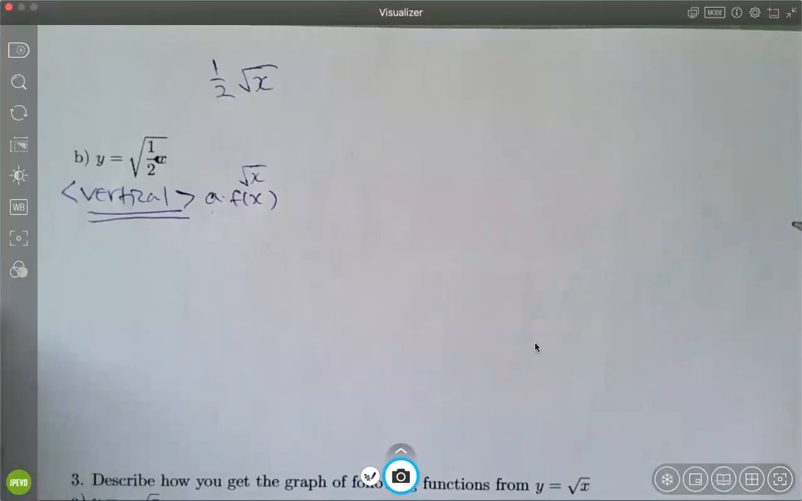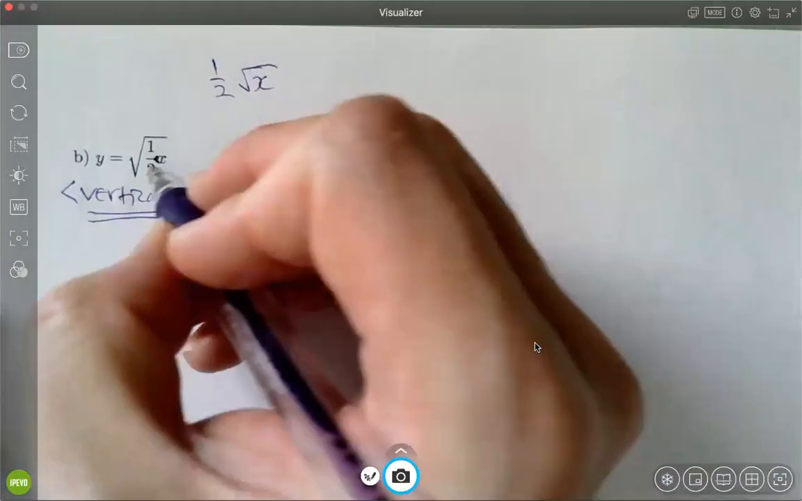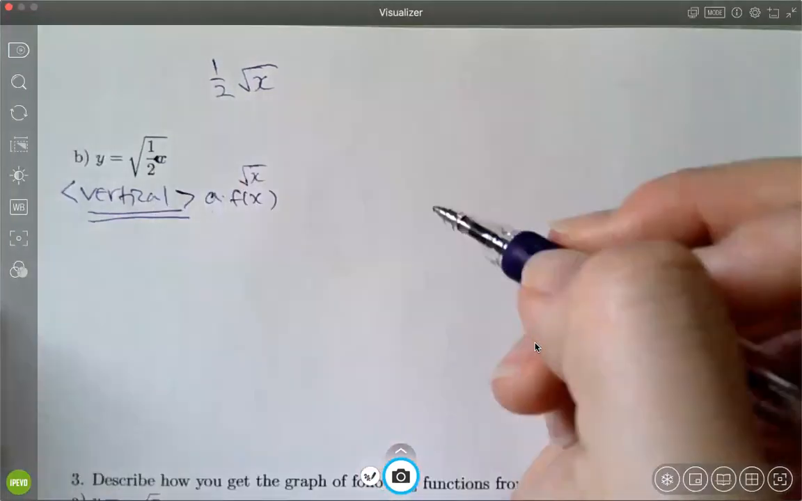It's a horizontal shift. Yes, there is a way to do this problem using the horizontal transformation, but we will cover that in a minute. Now here we have a product under the square root. So what can we do?